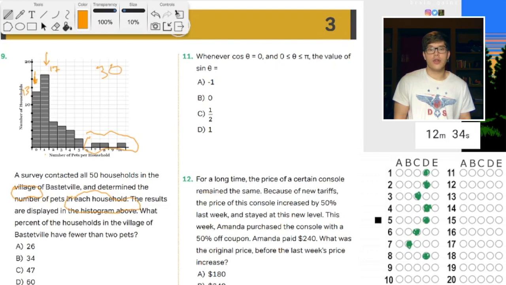So 30 households out of 50 have fewer than 2 pets. What is this as a percent? Well, we can put this over 100 and we'll get 60. So this is 60%, choice D.